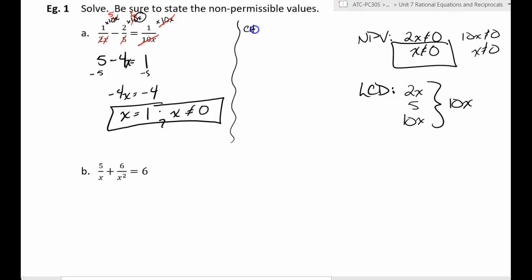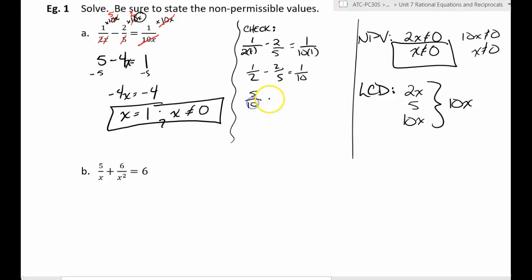So we check. By substituting back in, 1 over 2 times 1 minus 2 over 5 equals 1 over 10 times 1. So we've got a half minus 2/5 is a tenth. Now we can just deal with the common denominator. So this is 5/10 minus 4/10 is a 1/10. That is true. So we know that our solution is possible.